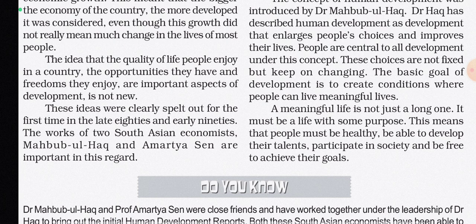So the concept of human development was introduced by Dr. Mehboob al-Haq. Dr. Haq has described human development as development that enlarges people's choices and improves their lives. People are central to all development under this concept. These choices are not fixed but keep on changing. The basic goal of development is to create conditions where people can live meaningful lives. A meaningful life is not just a long one. It must be a life with some purpose. This means that people must be healthy, be able to develop their talents, participate in society, and be free to achieve their goals.